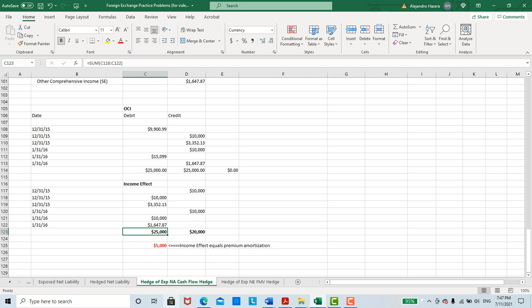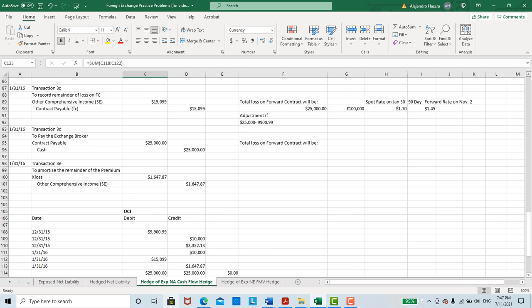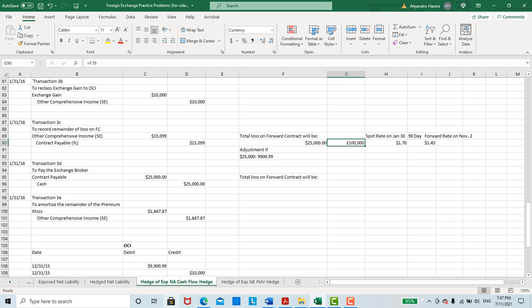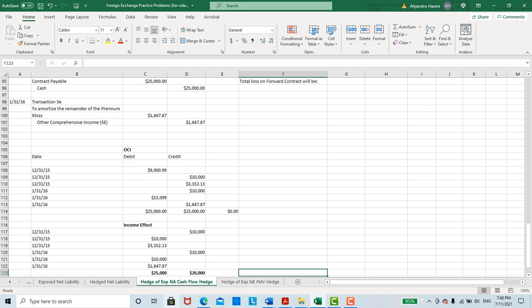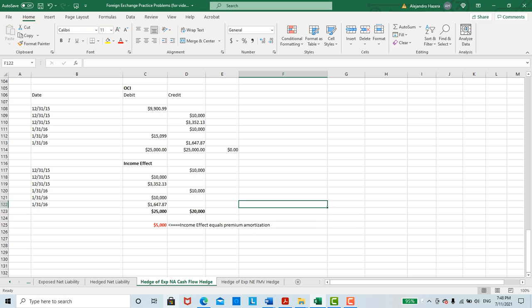This 25,000 is equal to the $100,000 which the contract had. It was originally valued at $145,000. However, the final value is $170,000. So the loss in the contract is the difference between $100,000 valued at $1.70 and valued at $1.45, and it's broken up into these pieces right here, these two 10,000s plus the premium gain.